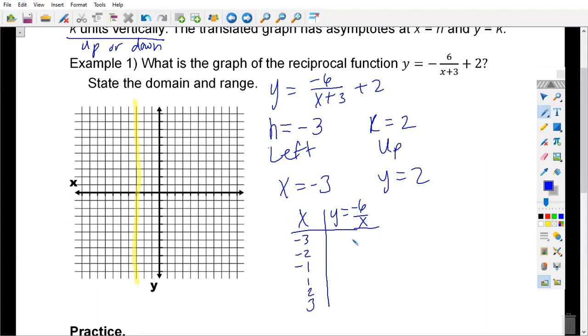-6 divided by -3 is? -6 divided by -2 is? 3. -6 divided by -1 is? 6. And it's going to be their opposites, right? -6, -3, and then -2.